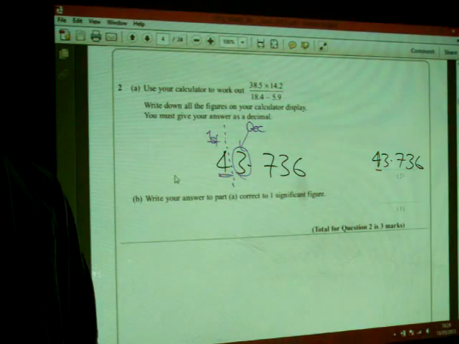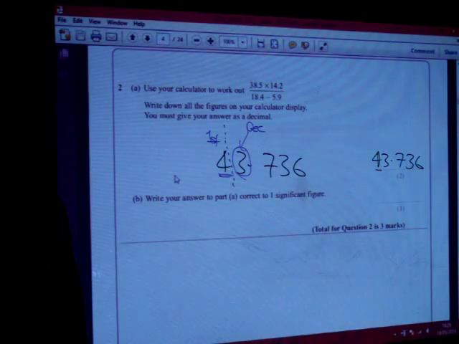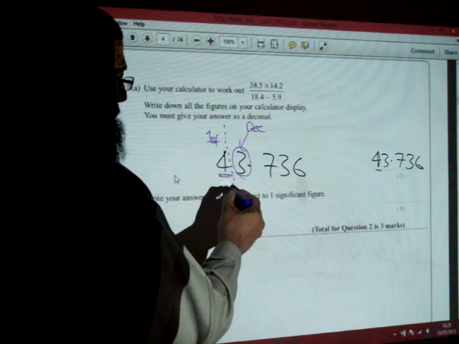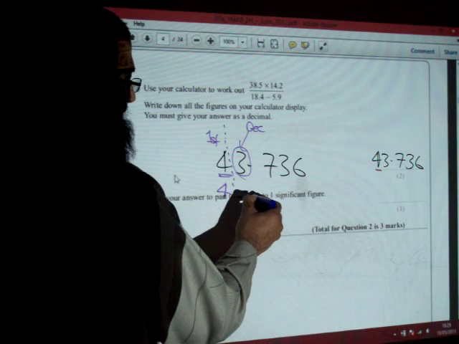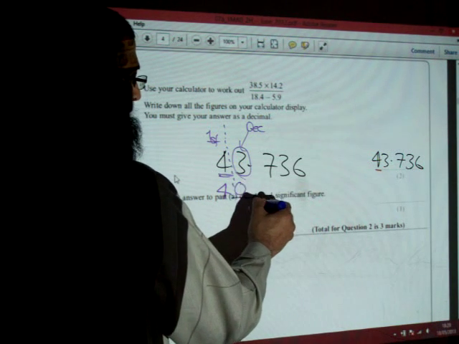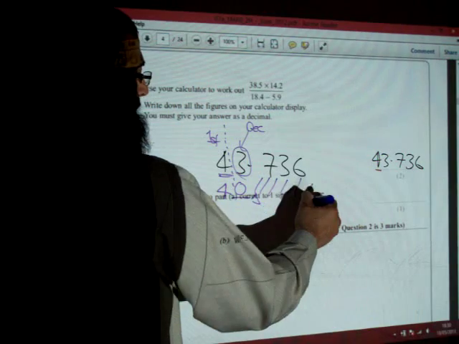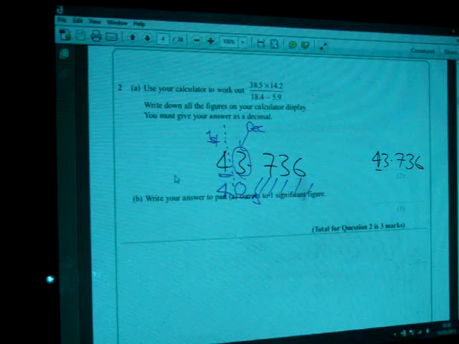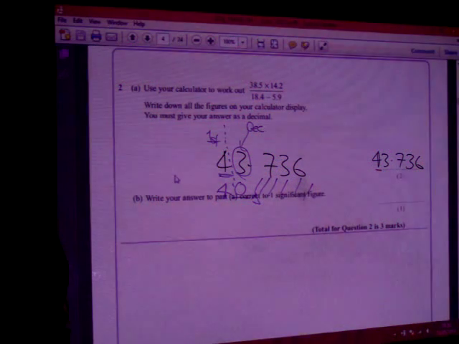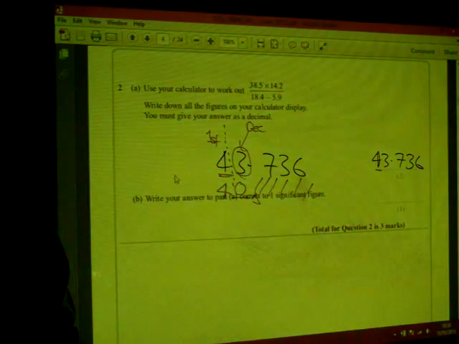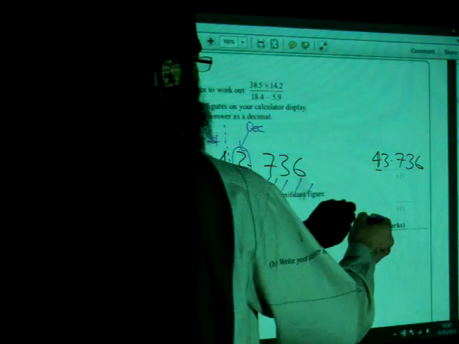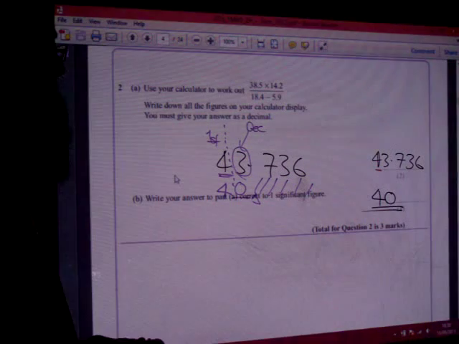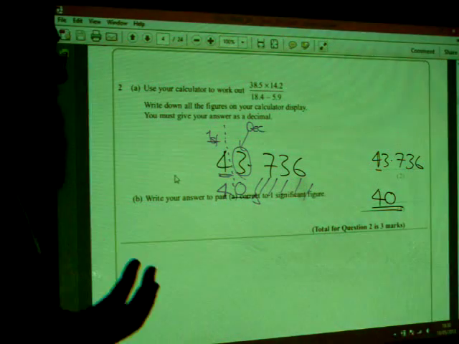Now if the number is less than 5, we leave it alone. So this number 3 is less than 5, so we leave the 4 alone, we copy the 4 down. We must fill this gap here with a 0, and we stop at the decimal point. We don't have any of this number on there. So the number 43.736 to one significant figure gives us a total of 40. Okay? Are you happy with that? You said that you got? Yeah. Good lad. So 43.736 is 40 to one significant figure.